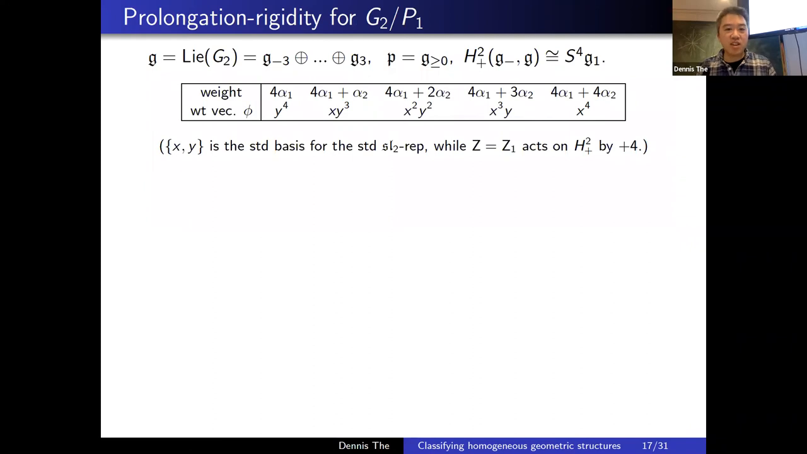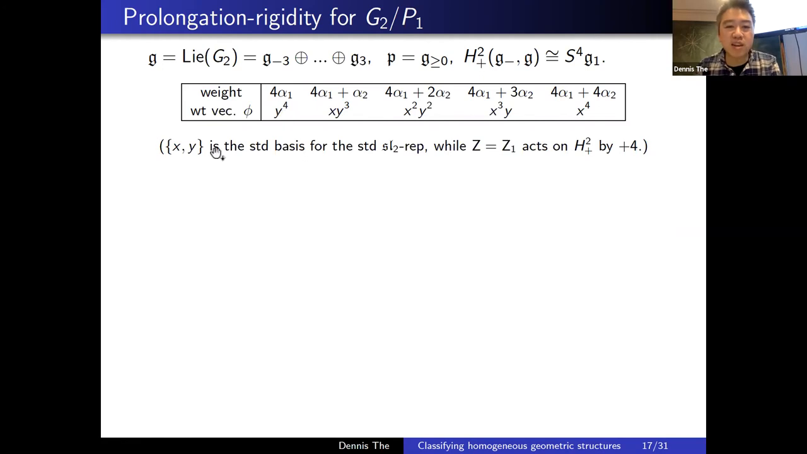Okay, but let's actually apply this. We're in the setting where g is the Lie algebra of G2, and this gives me a three-grading with respect to the chosen parabolic that I indicated before. Remember that bit I told you to remember? So H2 looks like this. It's homogeneity or degree four. The lowest weight is 4 alpha 1, and I have a binary quartic representation.